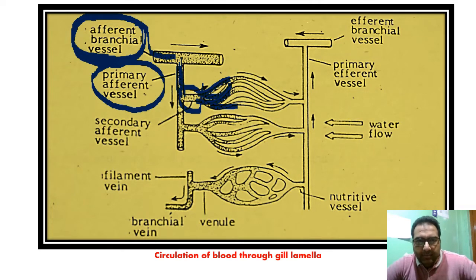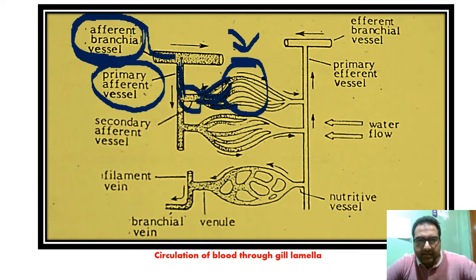In the secondary lamellae, these capillaries break to form lamellar channels interconnected with each other, forming a vascular core of the secondary lamellae. Exchange of gases takes place by the flow of the blood in these channels. So the exchange actually takes place here in these very channels.